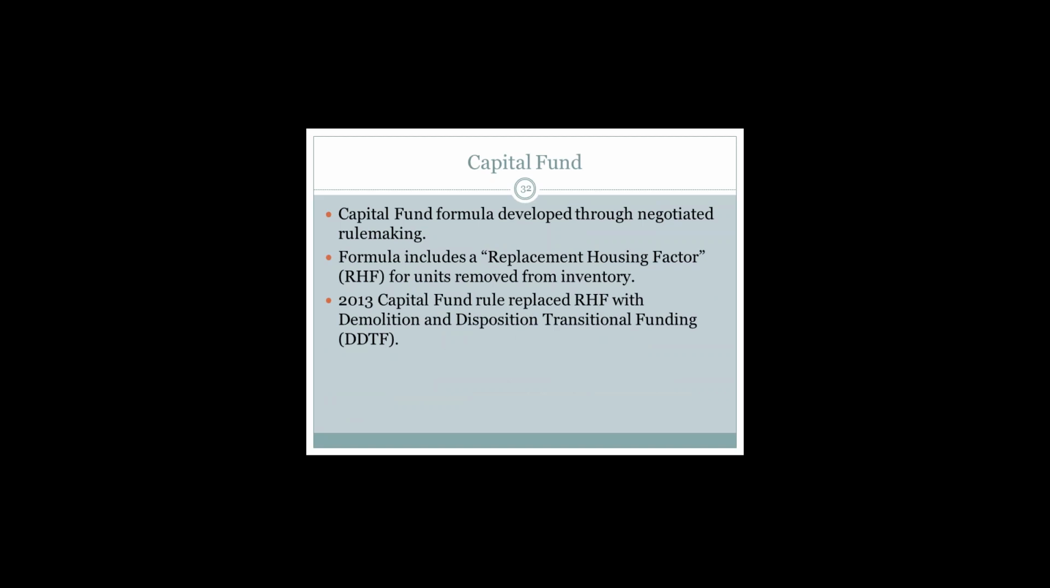Many do that. So the Capital Fund formula was developed through negotiated rulemaking, which took eons, I believe. The formula includes what we call the Replacement Housing Factor, which is a contribution made by the department for units that are removed from inventory in order to sort of help replace them. It's somewhat confusing, though not for Alan and I, but it has a first increment, a second increment, and then it rolls for about 5 years. But it was kind of hard for housing authorities. But in 2013, the Capital Fund rule replaced RHF with something that was much simpler and more straightforward. We call it DDTF, which is Demolition and Disposition Transitional Funding.